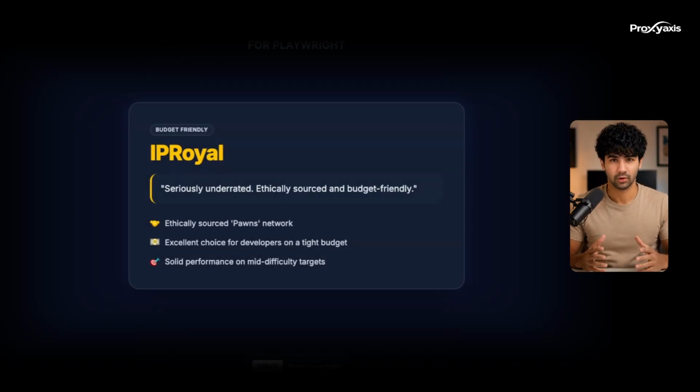Fourth, IPRoyal, a newer player but seriously underrated. Their Pawns residential proxies are ethically sourced and surprisingly reliable. If you're on a tight budget but still need residential IPs, IPRoyal deserves a look. Performance on mid-difficulty targets is solid.